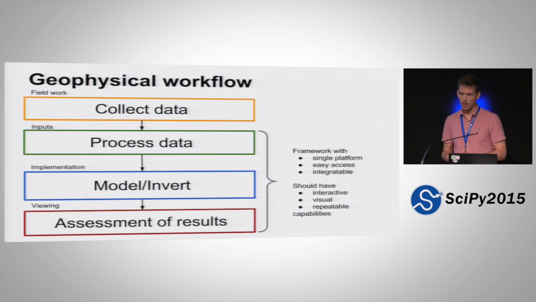The most intuitive way to actually extract the information out of the data that we collect is to model it and invert it. So actually take the data and try to figure out what kind of physical property contrast we have below that would give rise to it. And last but not least, assessing the result. There's no point making a really pretty model if it does not make sense in terms of what you're actually trying to look for.